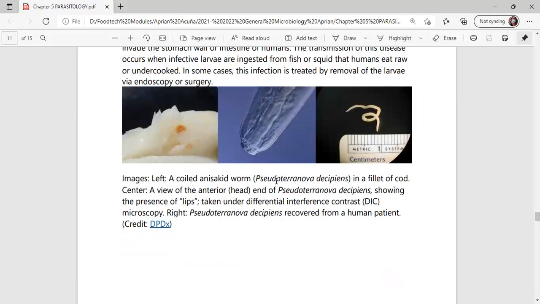So, here on the left side, you have a coiled anisakid worm or Pseudoterranova decipiens in a fillet of a cod. You can see the orange worm. So, in the fillet of a cod, this is the fish meat.